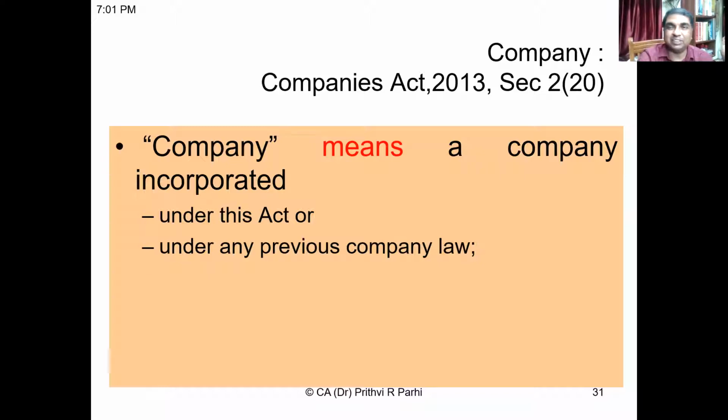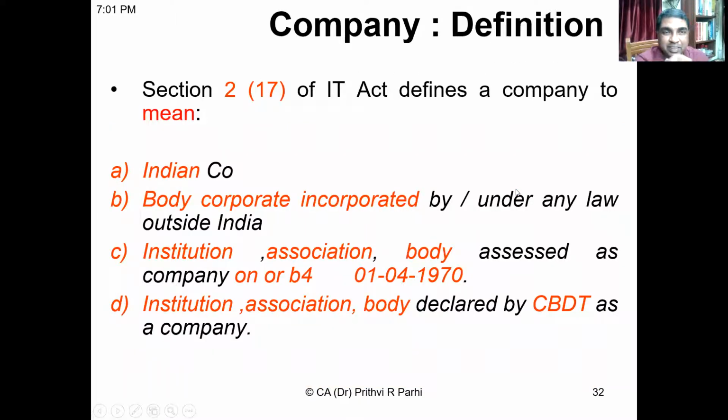And if you write the similar definition under the Income Tax Act, you are not going to fetch any marks. Under the Income Tax Act, the definition is provided under Section 2, Clause 17. Section 2, Clause 17 defines company to mean, as you can see, Indian company, body corporate incorporated by or under any law outside India, institution, association, or body assessed as company on or before 1/4/1970, institution, association, or body declared by Central Board of Direct Taxes as companies. So these are various categories of companies.